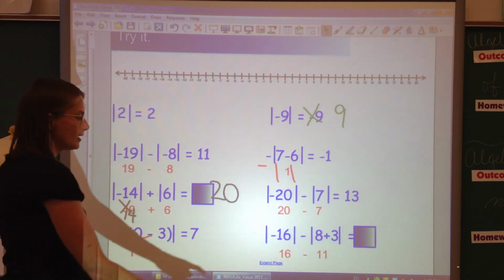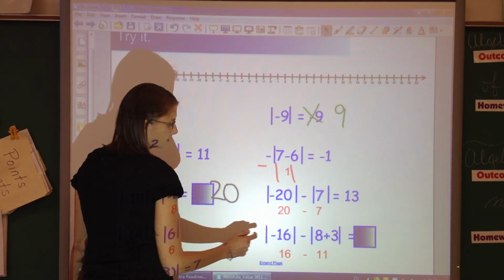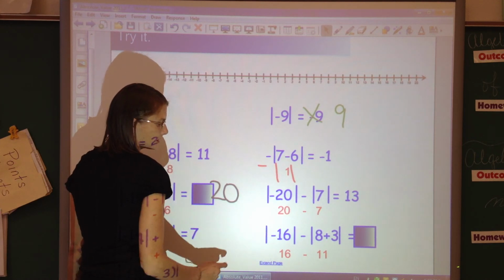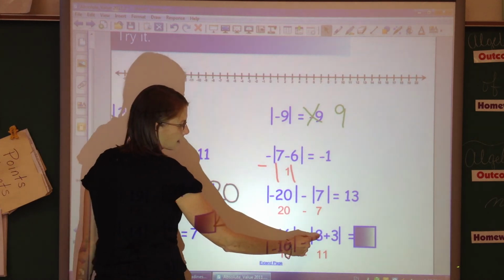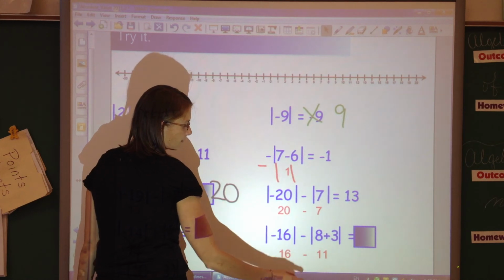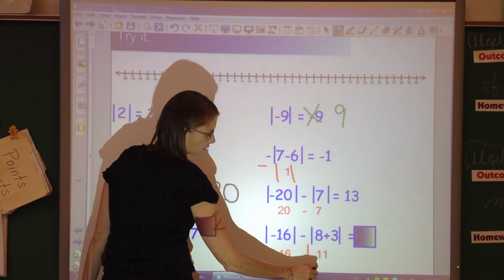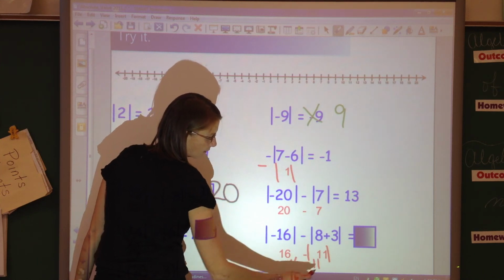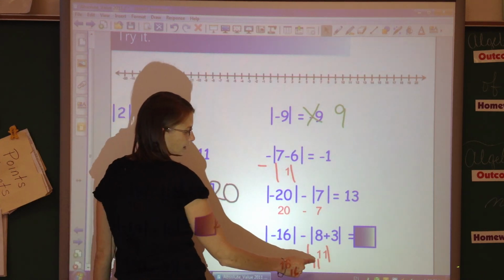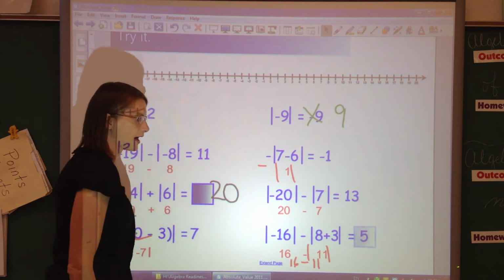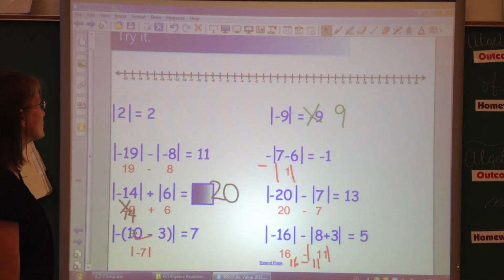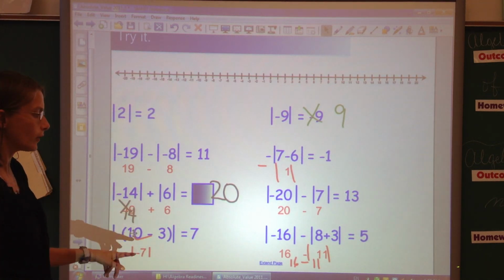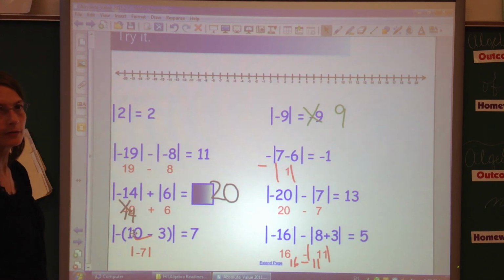And this last one, absolute value of negative 16. Negative 16 is 16 hops away, minus 8 plus 3, which is 11. And the absolute value of 11 is 11. So 16 minus 11 is 5. Hopefully you did a really good job on absolute value. And if you have any questions, write them down and talk to me about them tomorrow in class.